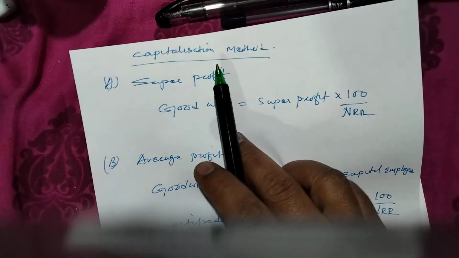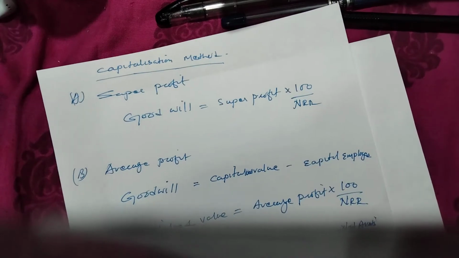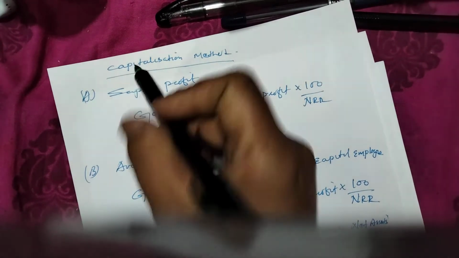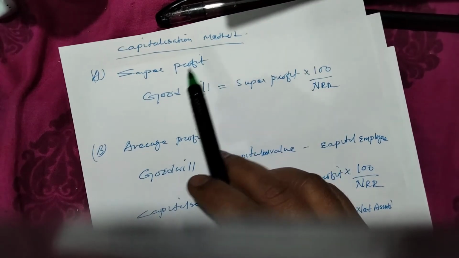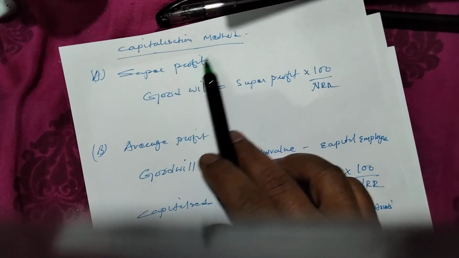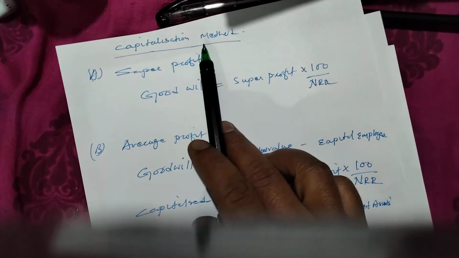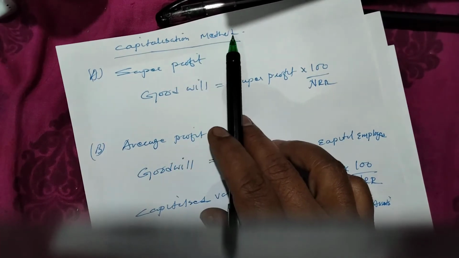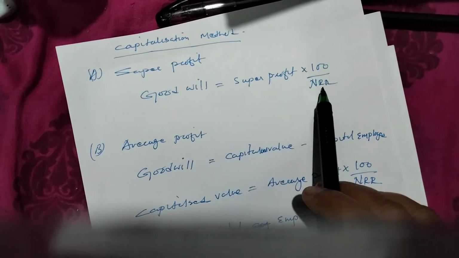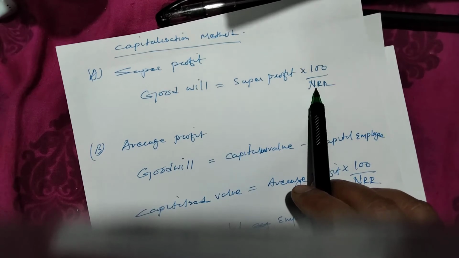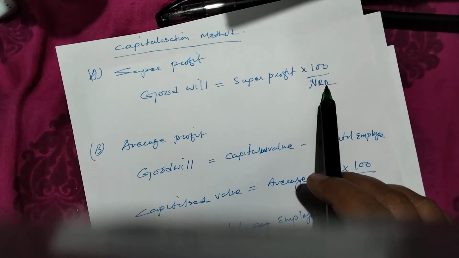So capitalized method. First, before solving the question, let us see the formula for calculating the valuation of goodwill through the capitalized value method. Under the capitalized value method, as we have already seen, we have two approaches: the super profit method and the average profit method. If you are finding the value of goodwill under the capitalized method through super profit, the formula is goodwill equals super profit into 100 by NRR, the normal rate of return. You need super profit, and NRR will be given.